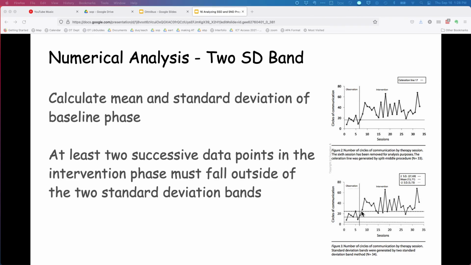And what you're looking for is at least two consecutive data points that are outside of this band. And you can see here, all of these are consecutive data points that are outside of the band, which indicates a statistically significant or a clinically significant difference, rather.